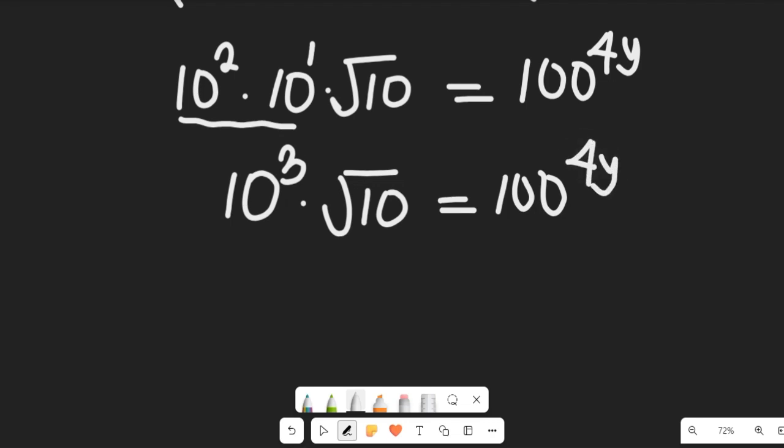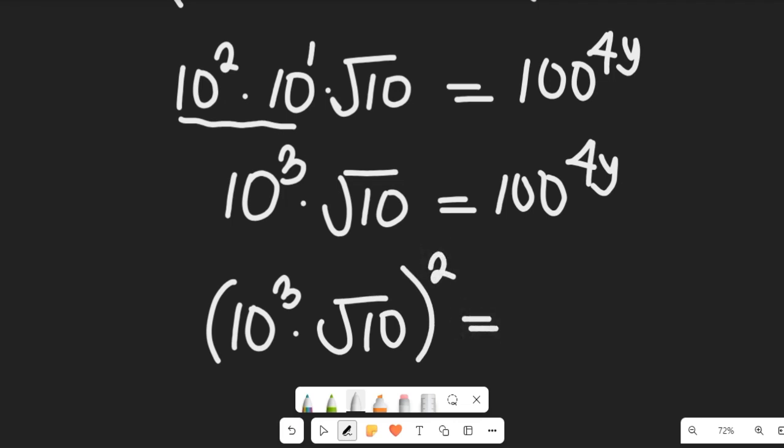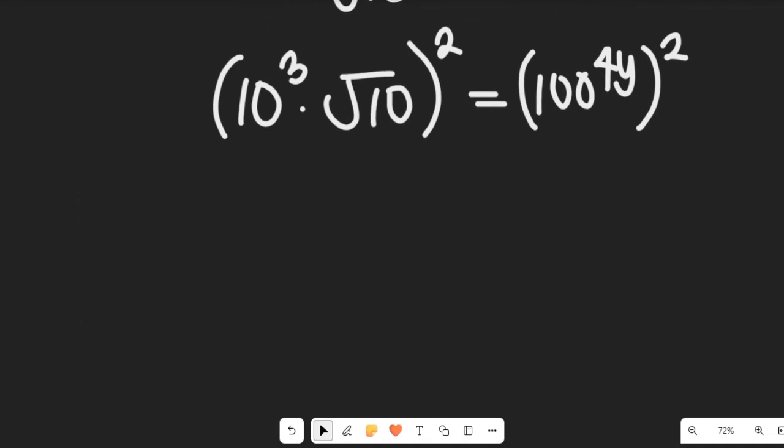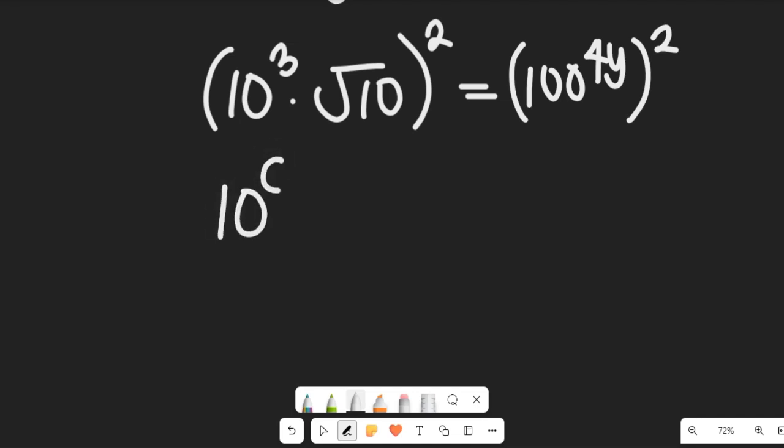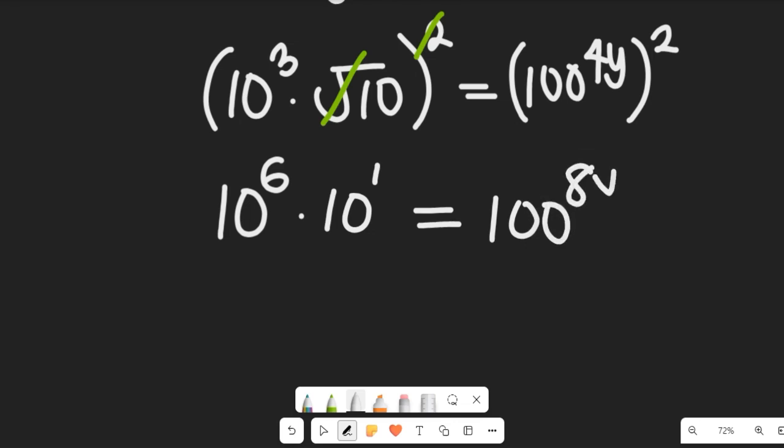To clear the last square root, what we are going to do is to square both sides again. This will give us 10 to the power of 3 multiplied by the square root of 10, squared, and this will be equal to 100 to the power of 4y, also squared. So what do we do from here? We're going to multiply this power, and that will give us 10 to the power of 6 multiplied by, this will clear the root, and then we'll be left with 10, which is 10 to the power of 1, and this will be equal to 100 to the power of 8y.